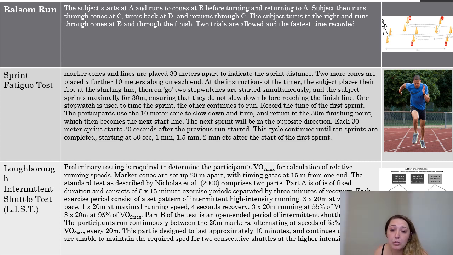their VO2 max. You can record their heart rate. You want to get their VO2 max within a certain part. Now, obviously, this does require prior testing, but it's a good assessment for these athletes who have to do a lot of running. But this test is usually about a 10-minute long test, and they are supposed to be able to keep speed and maintain speed throughout this entire test.